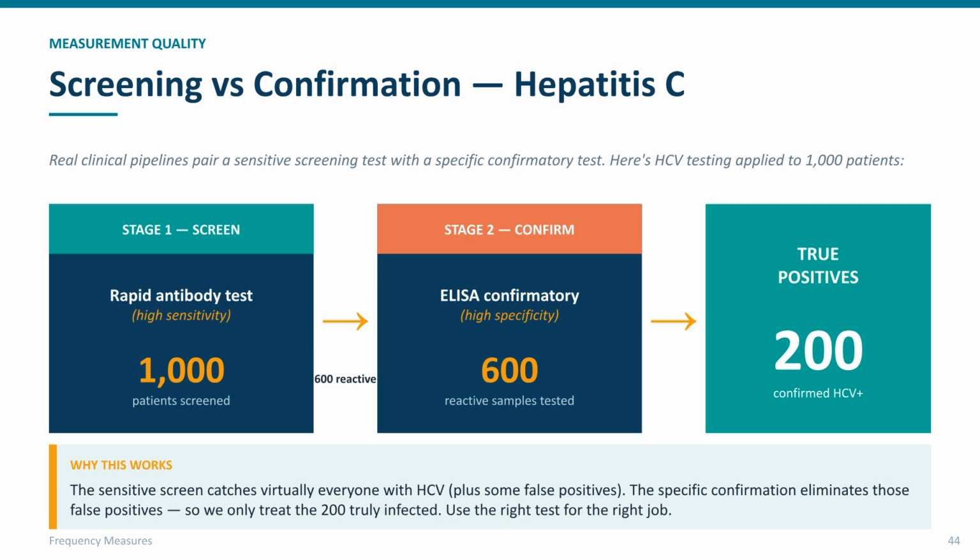In practice, like with hepatitis C testing, we pair a high-sensitivity screen to catch all potentially infected patients with a high-specificity confirmatory test to rule out false positives. This two-stage process ensures accurate results.